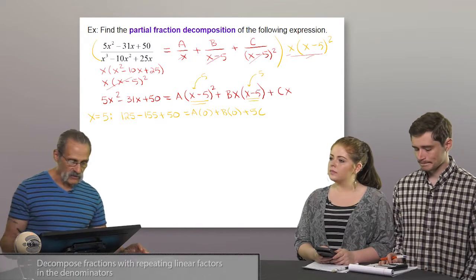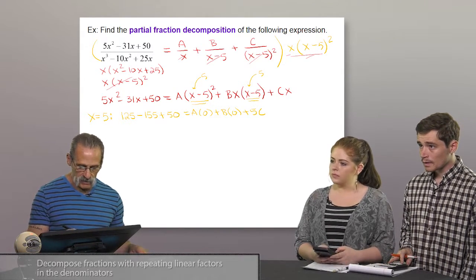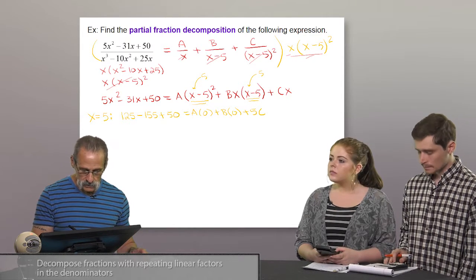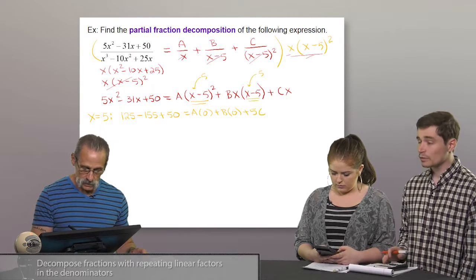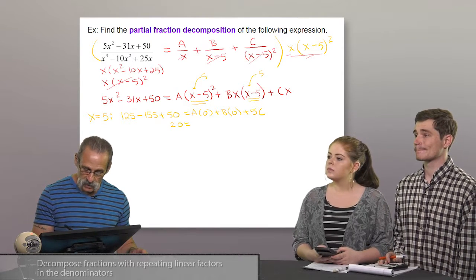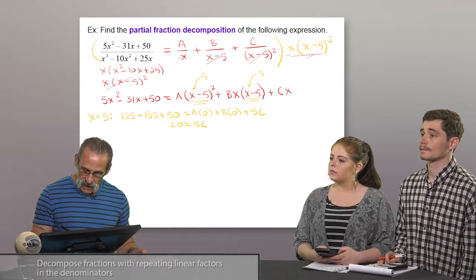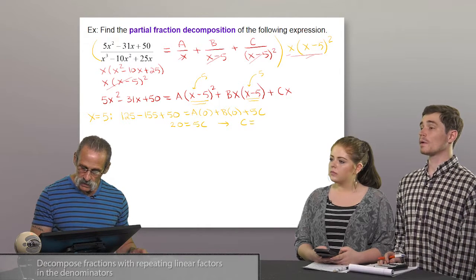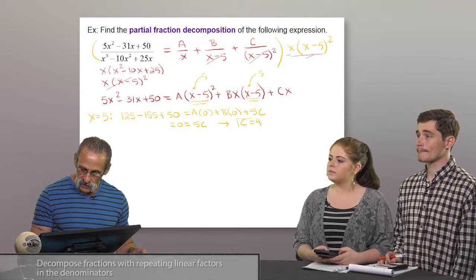I can solve for c in a heartbeat, can't I? Yes, you can. What's the left side? What's 125 minus 155 plus 50? 20. So now I have 20 is equal to 5c. If I divide both sides by 5, what's c equal to? C is equal to 4. I'm going to box it. That's gold for us.